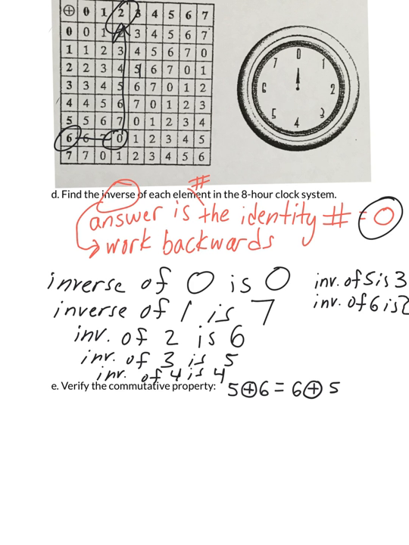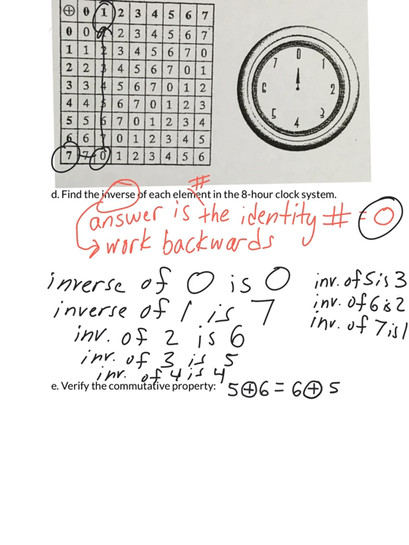That's a sad looking 2 I just drew. Let's try that again. Inverse of 6 is 2. There we go. And finally, the inverse of 7. Here's 7, go to 0, go up to the top, and bam, we get 1. Inverse of 7 is 1. So we did the inverse of every single number, every single element, as they would say in the homework, in the original table.